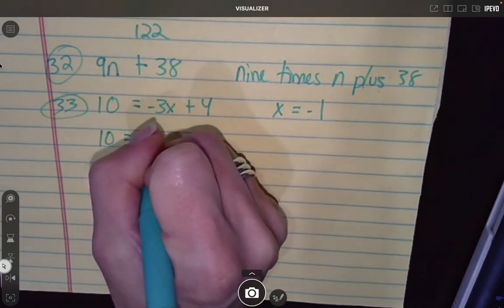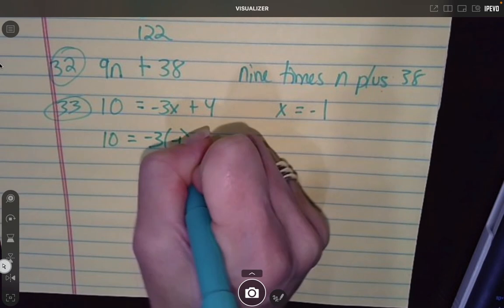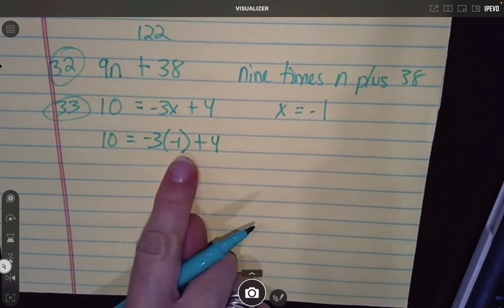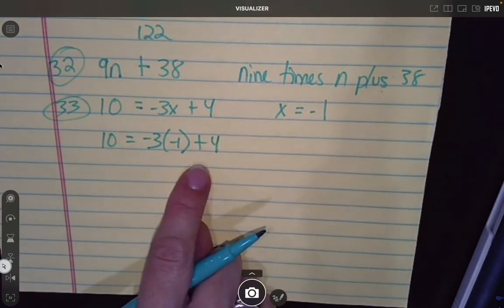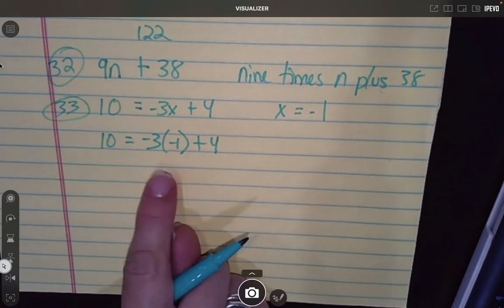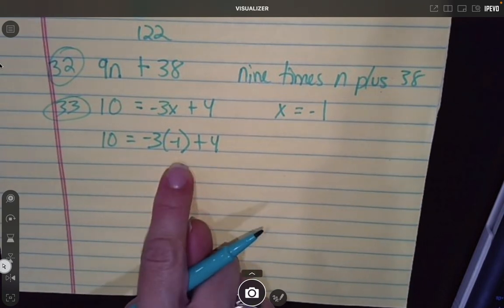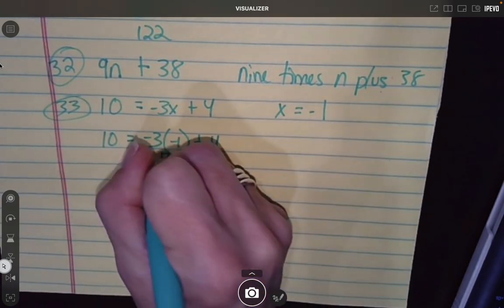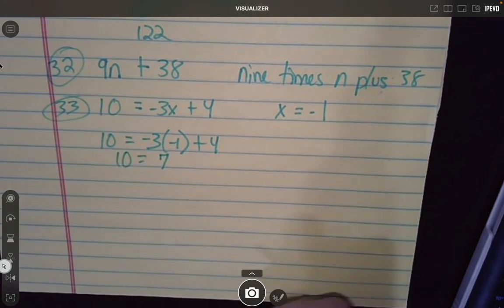So let's see, does this work? -3 times -1 plus 4. What is this going to be? 3. If I multiply that, I would get 3 plus 4. Is 7 equal to 10? No. So your answer is no.